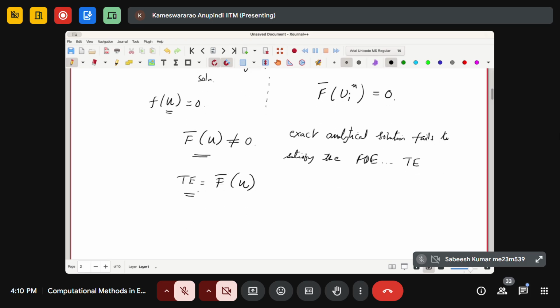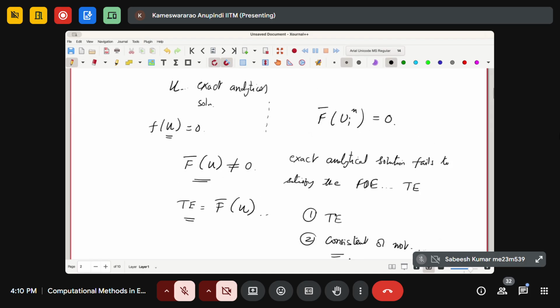Okay, so let us see how to calculate this truncation error for the one-dimensional transient heat conduction equation, and then we will also comment on two things. One is the calculation of truncation error. The second is whether the scheme is consistent or not. Once we obtain an expression for the truncation error, we will see whether, as delta x tends to 0 and delta t tends to 0, the truncation error tends to 0. Then we can say that the particular scheme we are using is a consistent scheme. That's what we're going to do.